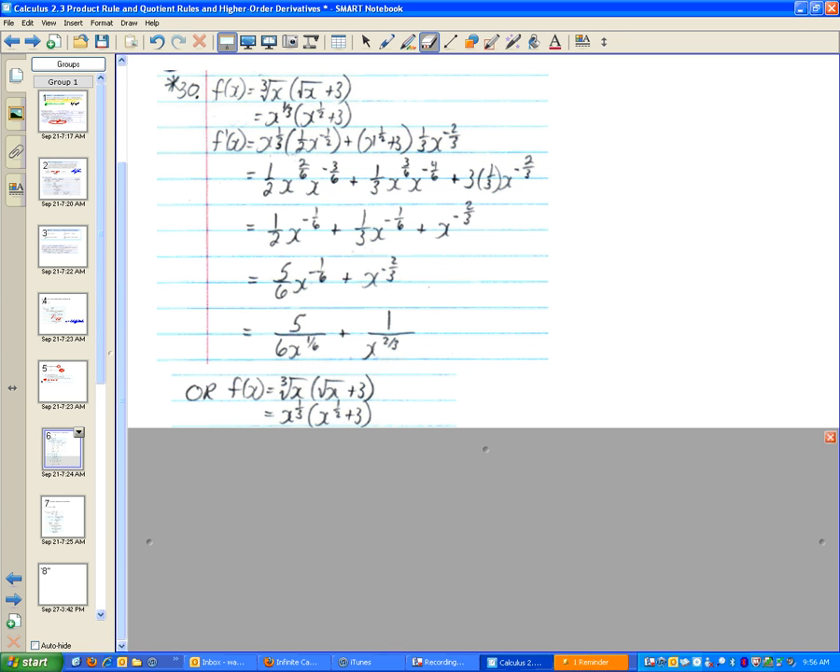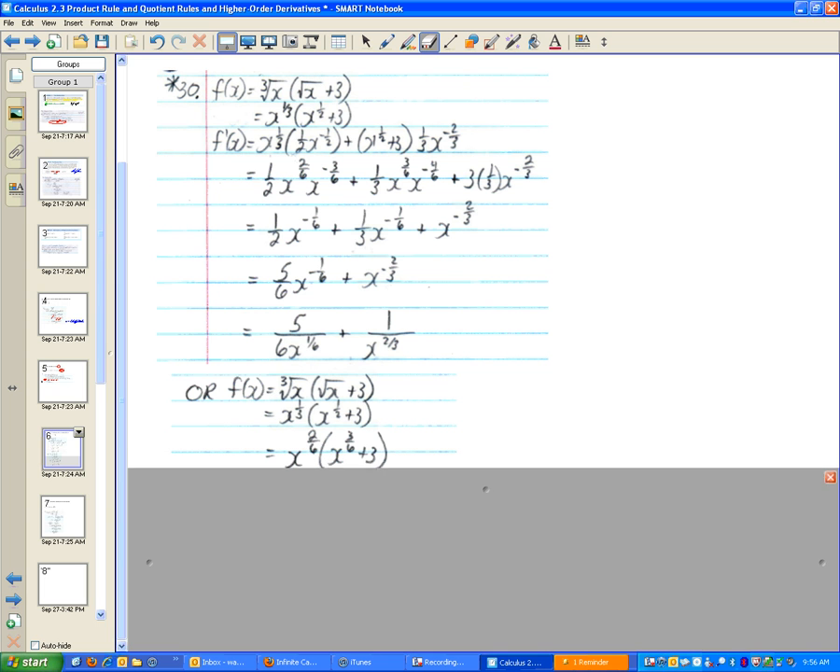So what's x to the 1/3 times x to the 1/2? Oh, that common denominator thing again. So what's my common denominator going to be? So let's make that x to the 2/6 times, and then inside the parentheses, let's make that x to the 3/6 plus 3.